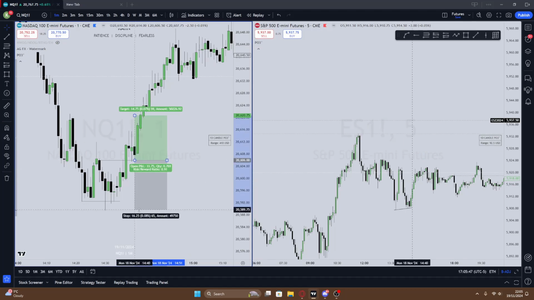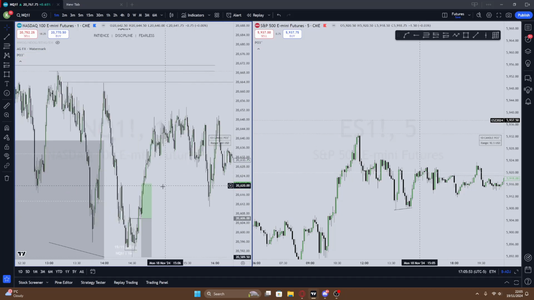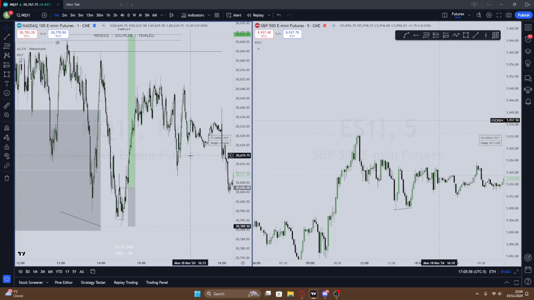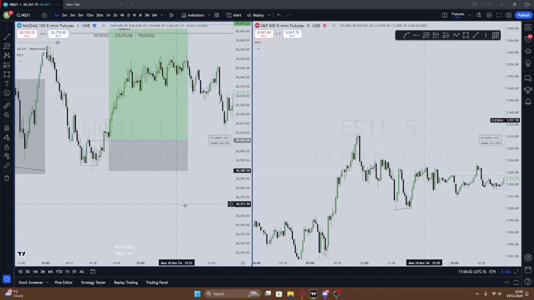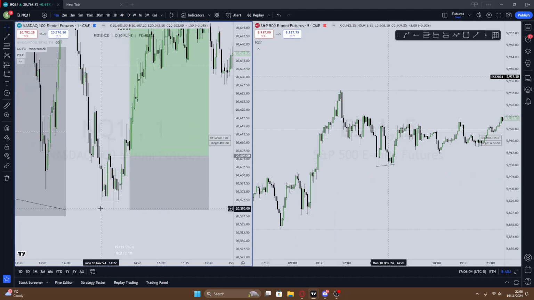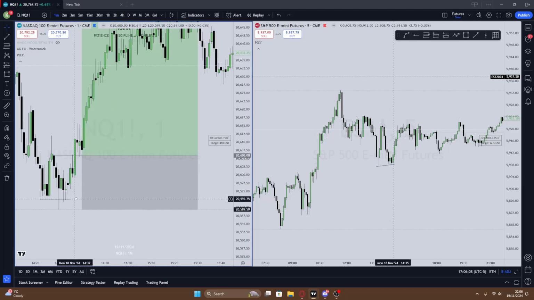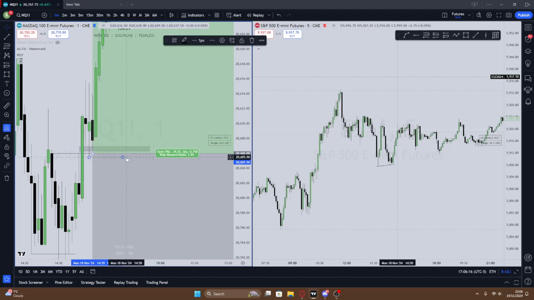stop being at the low of the order block, which is fine. The RR isn't as great, but it's still acceptable, right? So as soon as I entered, we also made a fair value gap here, which we immediately rebalanced, which means that this low becomes an intermediate term low.